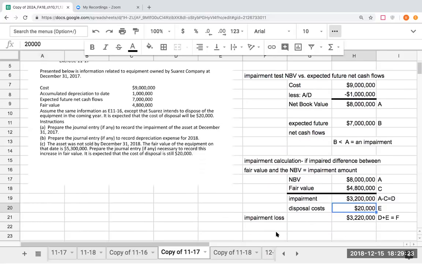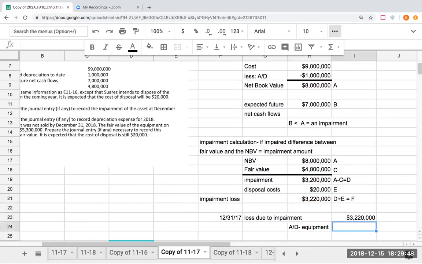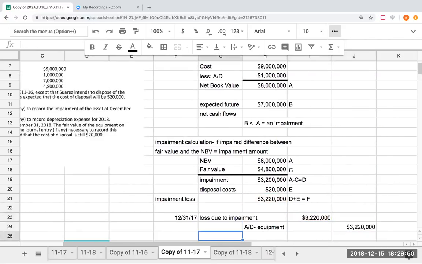So the next thing we're going to do is say, okay, here's our impairment loss. Now, how do we go through and book it? It's going to be the same way. On 12/31/17, we're going to basically say here, loss due to impairment, and this is going to be the accumulated depreciation on that equipment. And this here will be 3,220,000. Okay, so here's to record impairment of an asset held for sale.